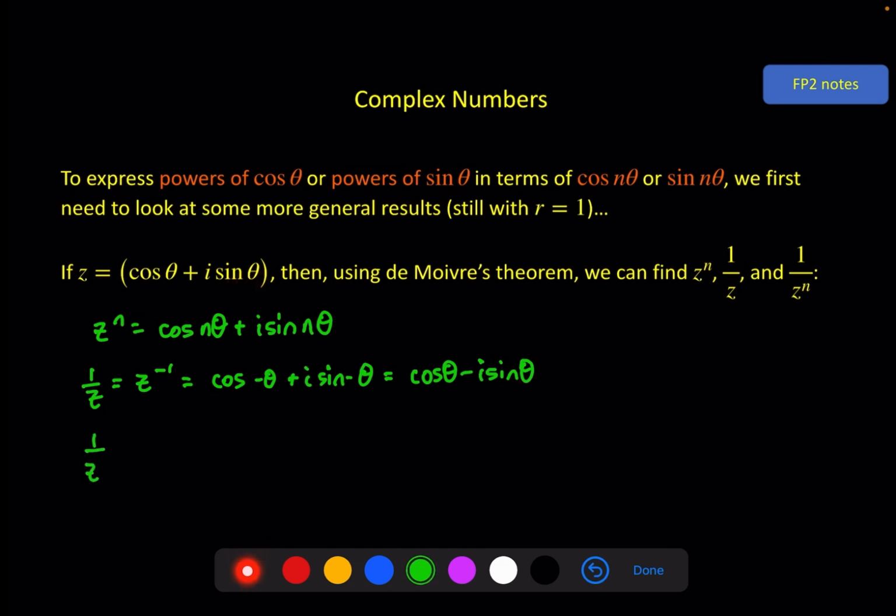1 over z to the n, z to the minus n, gives us cos of minus n theta plus i sine of minus n theta, and we do the same thing. Cos of n theta minus i sine of n theta, so that that can interact with this. Now where we go from here with these might seem a bit strange, but bear with me, it does come together in the final method.